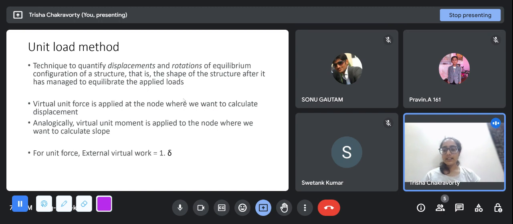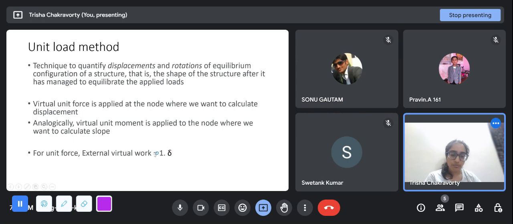Now, since we talked about equilibrium, the external virtual work and internal virtual work have to be equal for a structure to be in equilibrium. Now, if you apply a unit force, then the external virtual work will be 1 into delta. Why is that? Because 1 is the force we are applying and delta is the displacement of that node that we want to find out. We do not know the value of delta yet. And there is no cos theta term here.